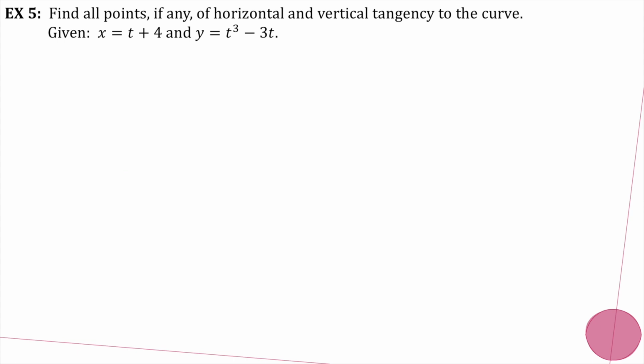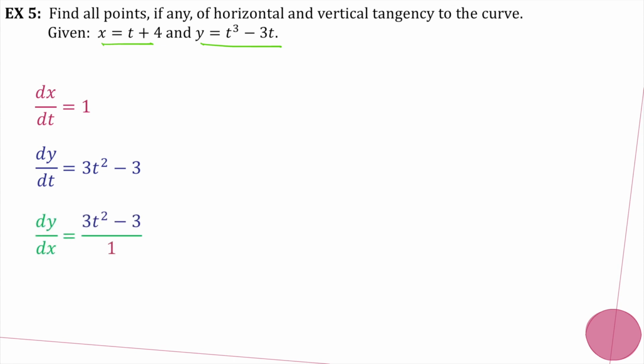Example 5 says find all points, if any, of horizontal and vertical tangency to this curve given these two parametric equations. Okay, so tangency, that's going to be around the slope. So we need to find the derivative. So x prime is 1, y prime is 3t squared minus 3. So our derivative is y prime over x prime. Now, if we want horizontal tangency, that means that the top of our slope has to equal 0.